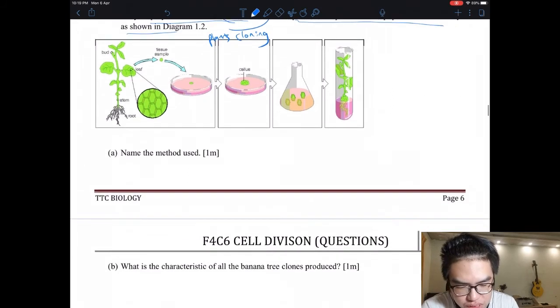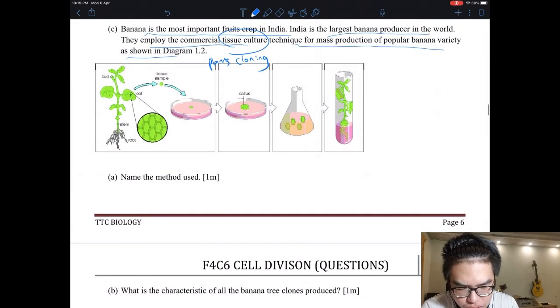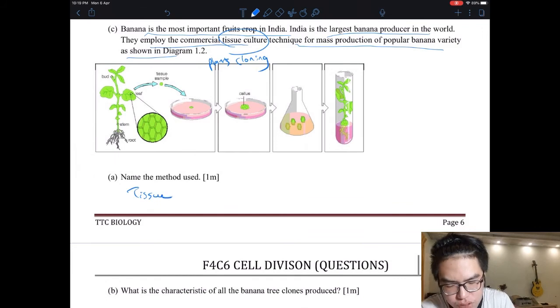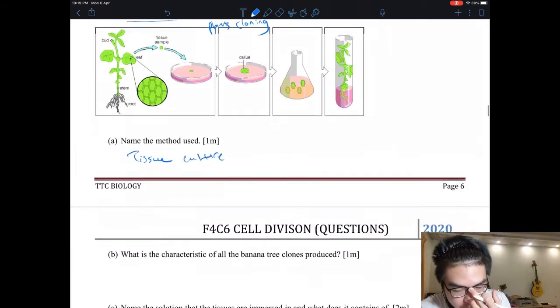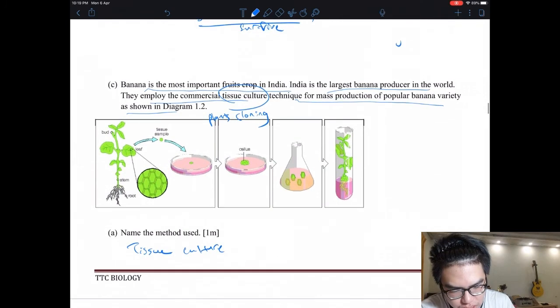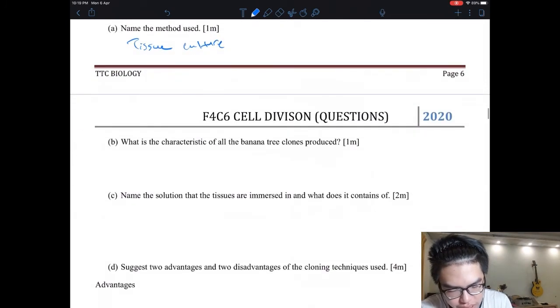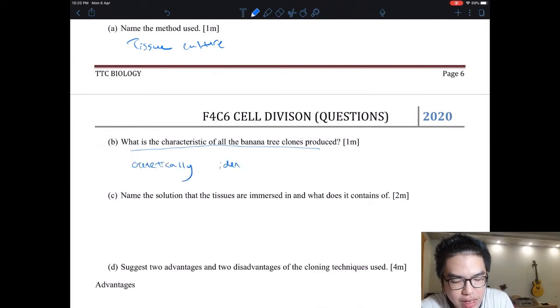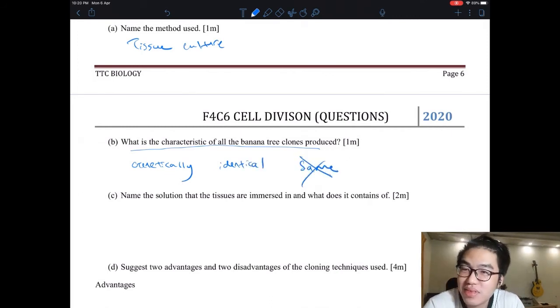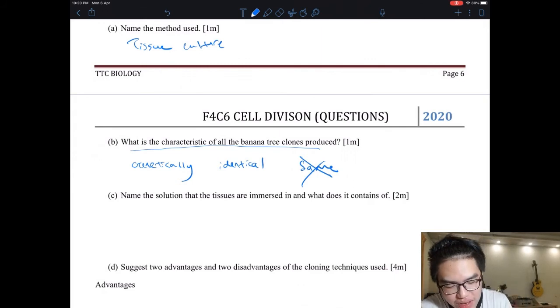Name the method used. I'm not sure what they want here. This is tissue culture. You can't say cloning here because cloning is for animals. I think they gave the answer here. So B, what is the characteristic? They are all genetically identical. Please don't say same. Same is wrong. What same? Genetically identical.